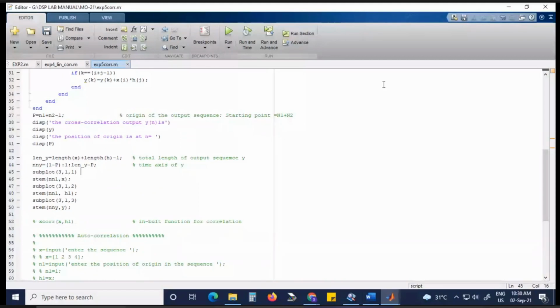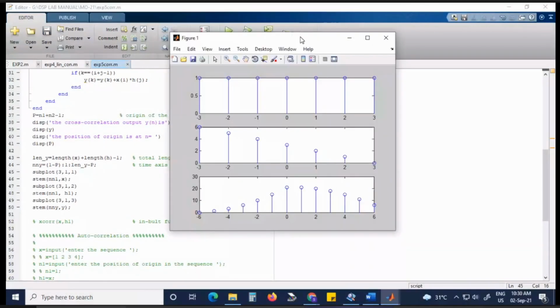Okay. So you can see that we have considered the sequence 1 1 1 1, with the time axis minus 3, minus 2, minus 1, 0, 1, 2, 3. And the second sequence is this one. Okay, it is not the flipped one, it is the original one. So this is one, and this is the correlation graph of the two sequences.